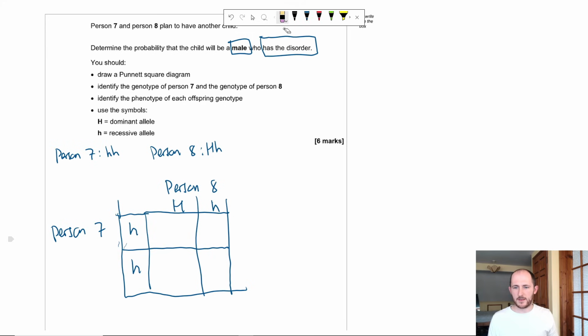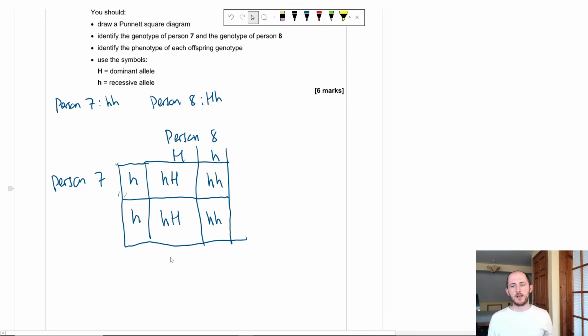Perfect, and something along those lines. So now all you do is match them together. It's just like a multiplication table. So that's H, H, H, H, then H, H. It's literally a multiplication table, right? You're just matching them all up. Nice and easy.